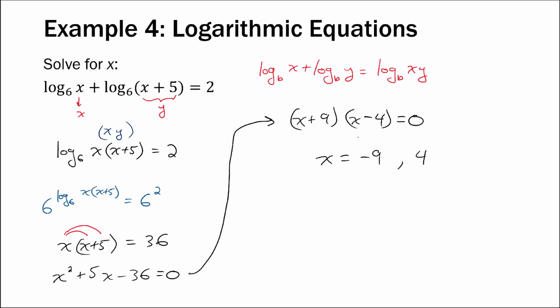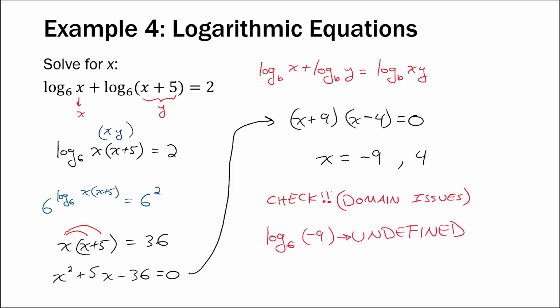Now, one thing we have to be careful of, we need to check any domain issues with our original problem. Because what happens if I take log base 6 of negative 9? I can't have a negative inside of my log. I cannot have this negative in here. That's going to be undefined for us. So negative 9 is actually not going to be a solution for us. The only solution we have is going to be x equals 4.